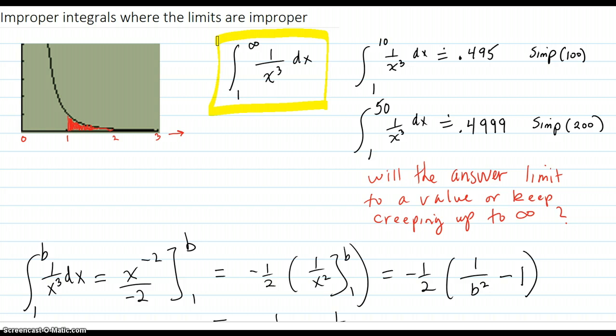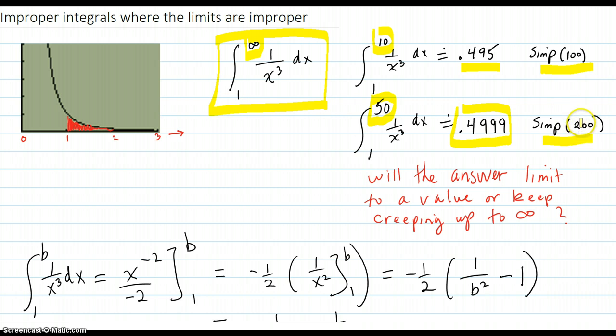So what's going on here is, as this upper limit is going to infinity, well, we can try 10. That's not anywhere near infinity, but it's a pretty large number. It makes this denominator equal to 1,000. Anyway, when you do Simpson 100, you get 0.495. If you increase the upper limit going toward infinity to 50, you get 0.49999. That's with Simpson 200.